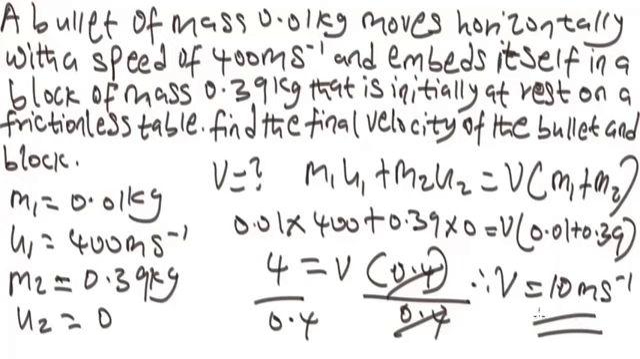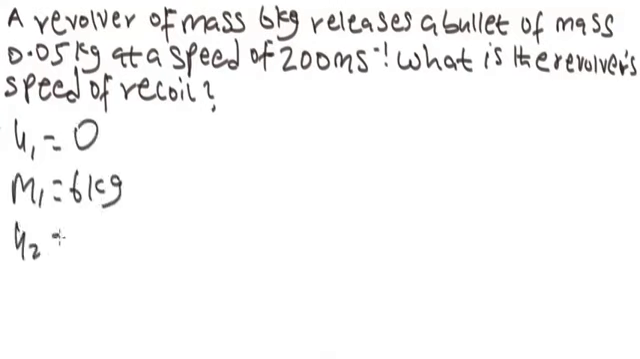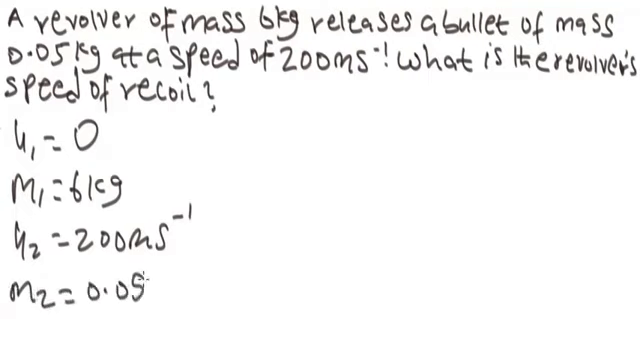Now let's wipe this and solve another problem. Let's look at this question. It says a revolver of mass 6 kg releases a bullet of mass 0.05 kg at a speed of 200 meters per second. What is the revolver speed of recoil? So let's get the parameters. Our u1 will be 0, our m1 will be 6 kg, our u2 will be 200 meters per second, our m2 will be 0.05 kg. Why is our u1 0?